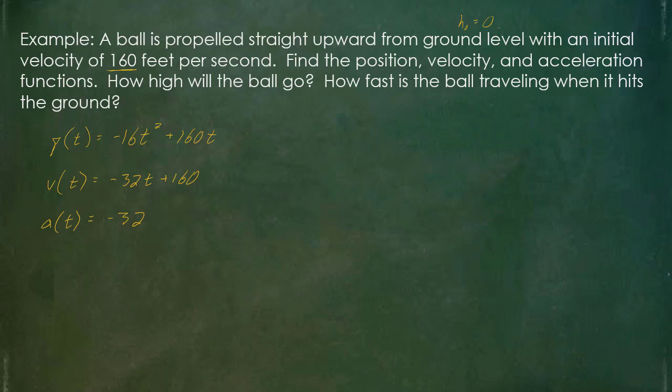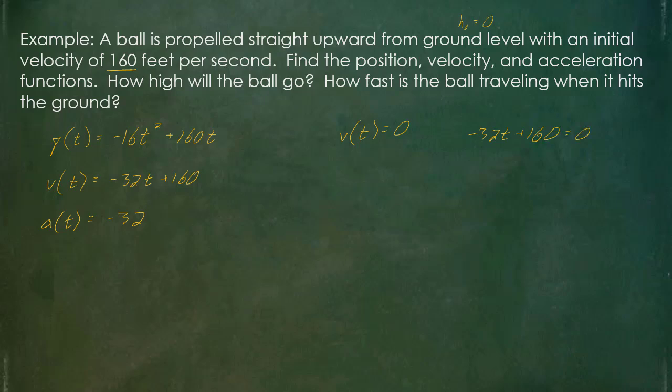So now the follow-up question is, how high will the ball go? To figure out how high it will go, we could figure out when the velocity actually stops and starts coming backward. So that would really be, when does v of t equal 0?